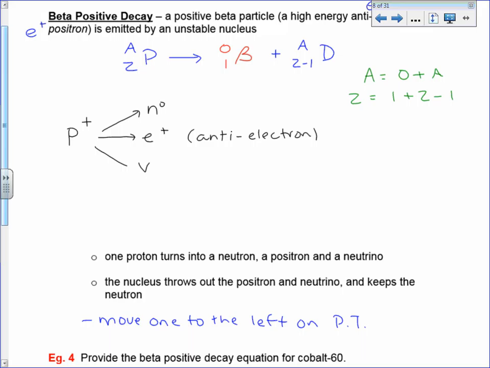So what happens here is the nucleus throws out the positron and the neutrino and it keeps the neutron. So over here we have a charge of +1, and over here we've got 0 plus +1 plus 0, which gives us a charge of +1. So charge is conserved there, right? You can't have a particle break down into other particles and not conserve charge. It has to conserve its charge.